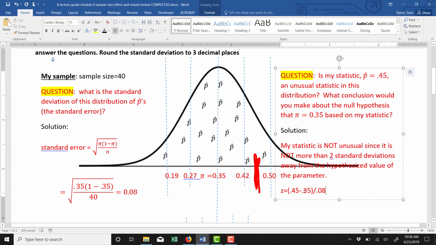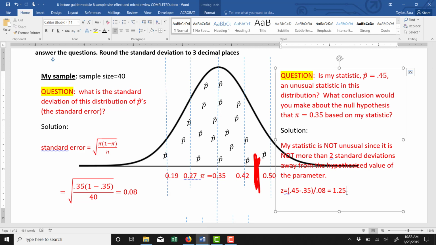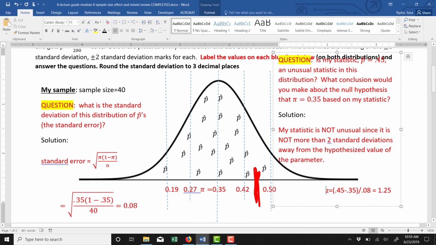Remember, statistic minus the mean of the null divided by the standard deviation of the null distribution. If you pop that in your calculator, you'll get 1.25. So my statistic is 1.25 standard deviations above the mean of the null distribution. So it's not unusual. Since my statistic is usual, normal, and expected in this null distribution, I conclude that the null hypothesis is plausible. It's plausible that the true population parameter is 0.35.